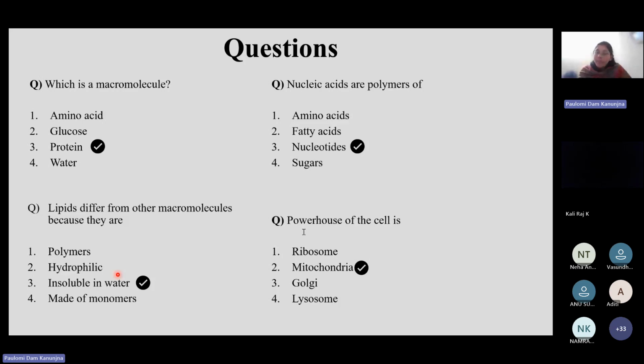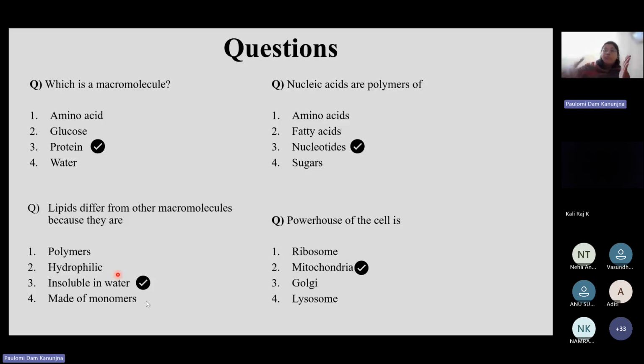Coming to lipids being different from other macromolecules in terms of their insolubility in water, that's because lipids are hydrophobic, and that's because of the hydrocarbon chains, if you remember the structure. Hydrophobic, as the name suggests, phobia means not liking, and hydrophobia means not liking water. So these don't get solubilized in water. They don't dissolve in water. Lipids are also polymers, fatty acid polymers.